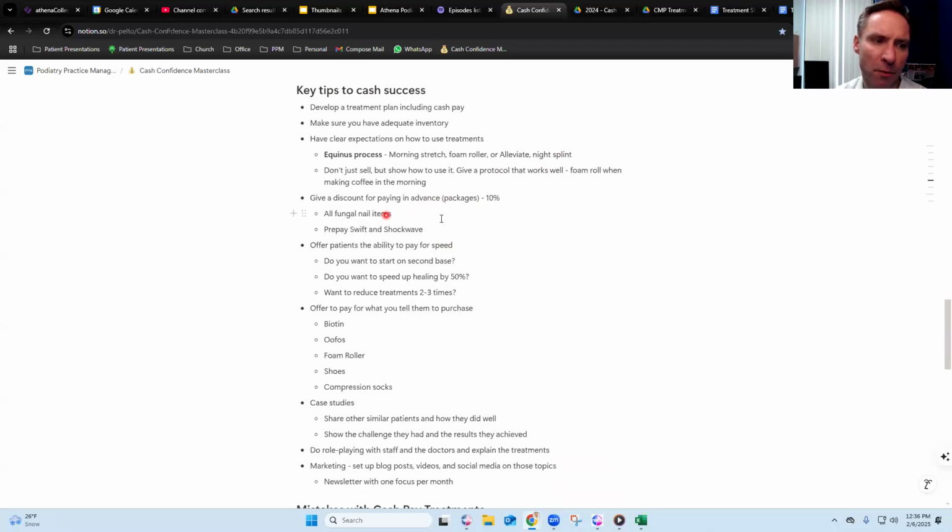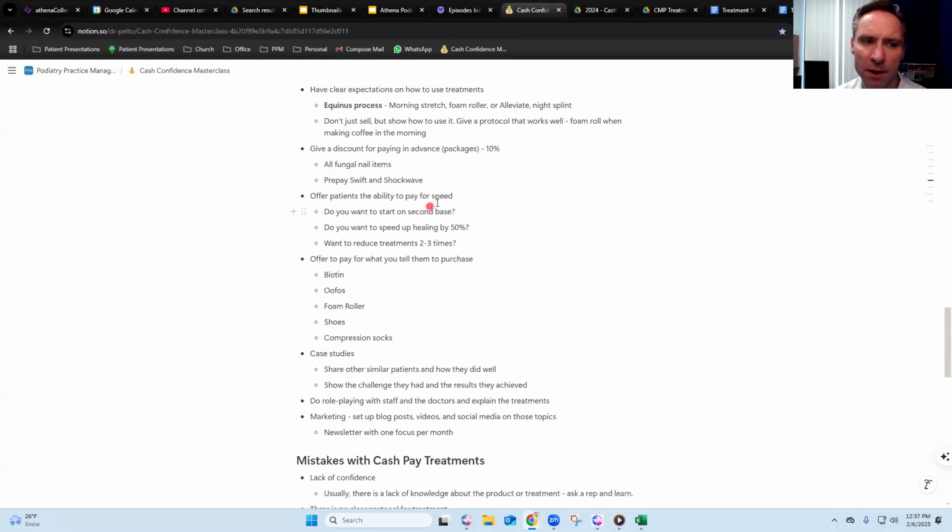Give a discount for paying in advance. That's for packages: fungal nail, for example, Swift, Shockwave. Offer patients the ability to pay for speed.